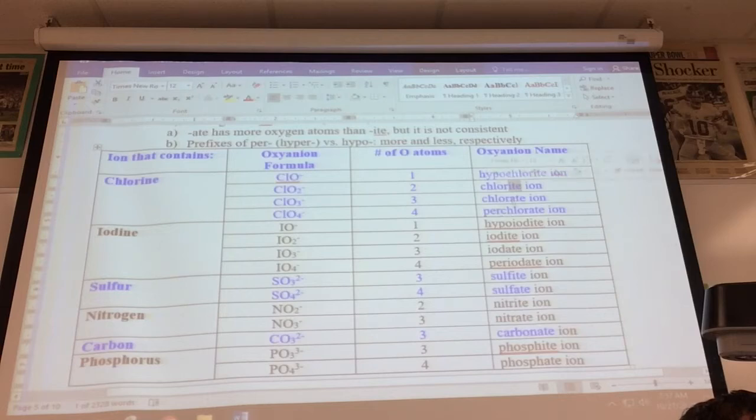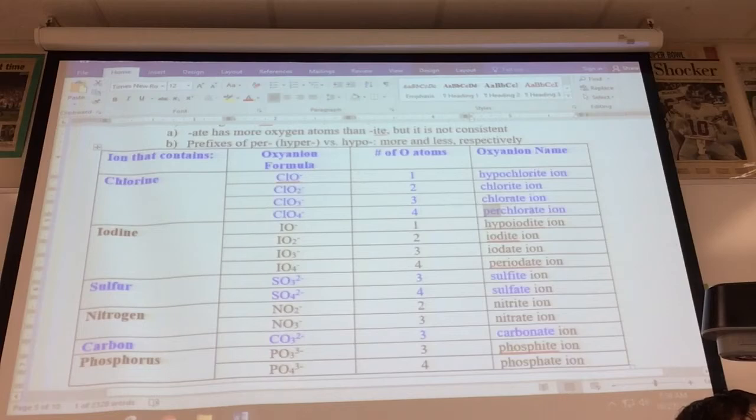And in contrast, if you have one more O than the ATE form, we use the prefix per, which is short for hyper. What is a hyperactive child? Somebody who can't stop moving, sit still, etc. Hyperglycemia, high blood sugar, that's diabetes. Hypertonic solutions, more concentrated than what's around. So hypo, one less than the ite form. Hypo can only go with ite.